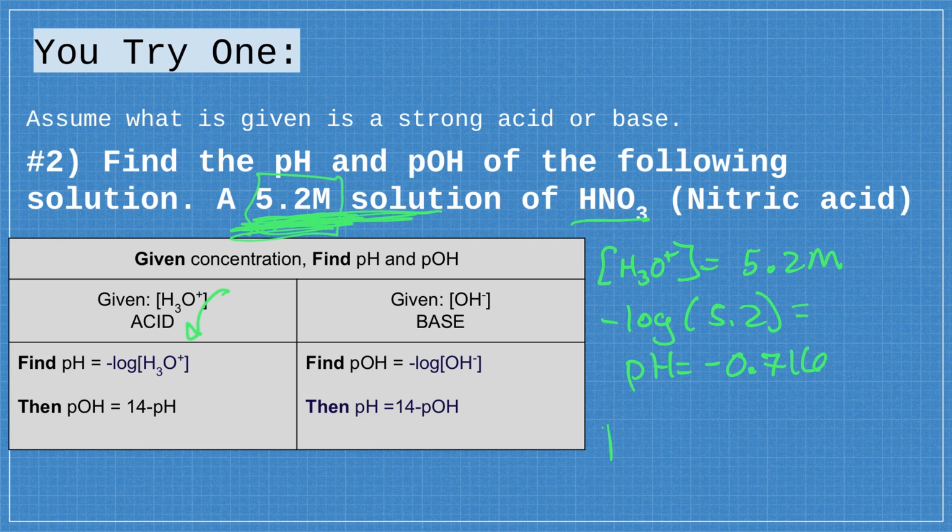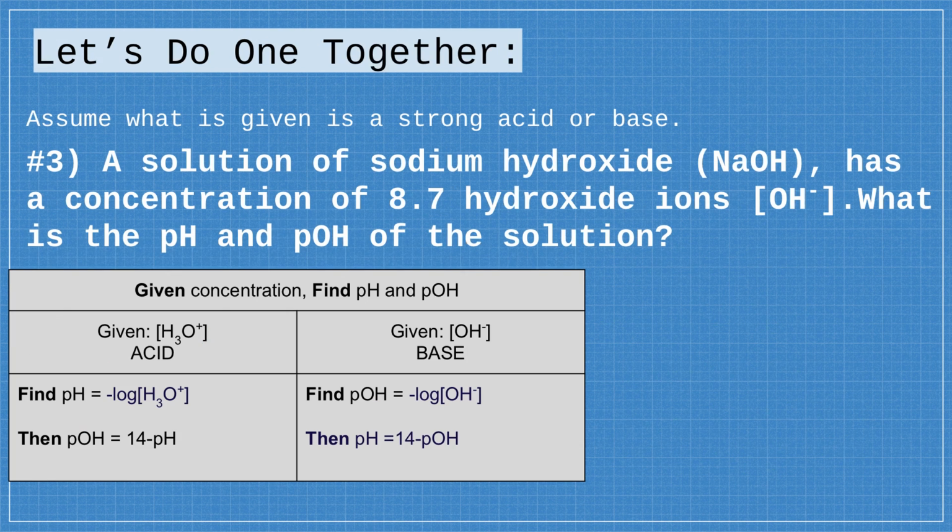So then my pOH is equal to 14 minus negative 0.716. So my pOH is 14.716. So another question: a solution of sodium hydroxide has a concentration of 8.7 hydroxide ions. What is the pH and the pOH of the solution?